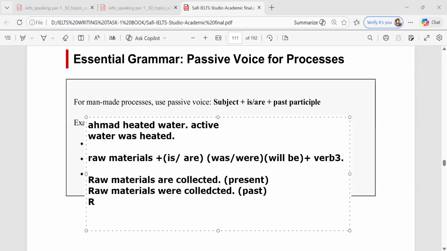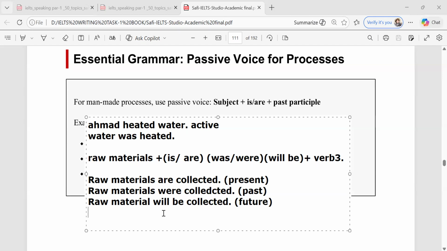And then the third form of verb. So if I want to use it for the future, I can say raw materials will be collected. Now, if you just focus, clear, the third form of verb. So in all tenses, for the passive, we use the third form of verb. Collected, collected, collected. Either if it's present, past, or future.